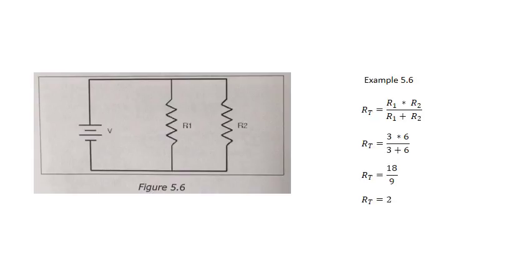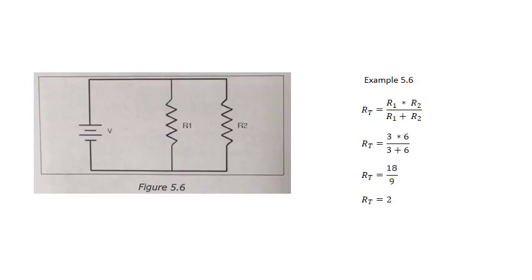The product over the sum method can be used when there are 2 resistors connected in parallel with different values. The formula is RT equals R1 times R2 divided by R1 plus R2. So if we change the values in figure 5.7 to R1 equals 3 and R2 equals 6, then RT equals 3 times 6 divided by 3 plus 6, which is RT equals 18 divided by 9, which is RT equals 2.